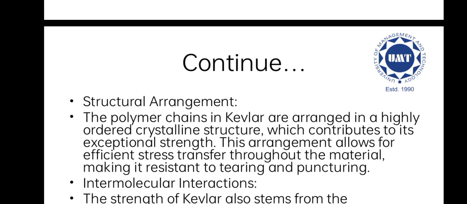Now let's talk about structural arrangement. The polymer chains in Kevlar are arranged in a highly ordered crystalline structure which contributes to its exceptional strength. This arrangement allows for efficient stress transfer throughout the material, making it resistant to tearing and puncturing. It means that polymer chains in Kevlar are arranged in a crystalline structure. That's why it has a high strength, and it can bear stress.